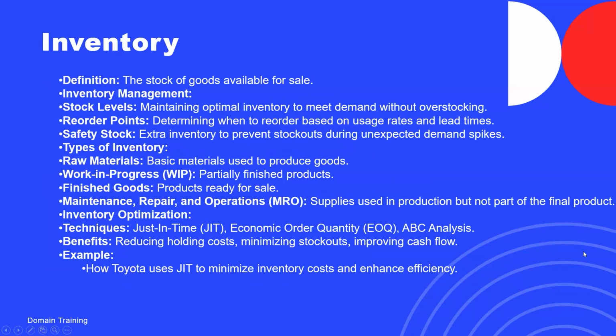Next is the inventory, the stock of goods available for sale. For every good, how many products are available.